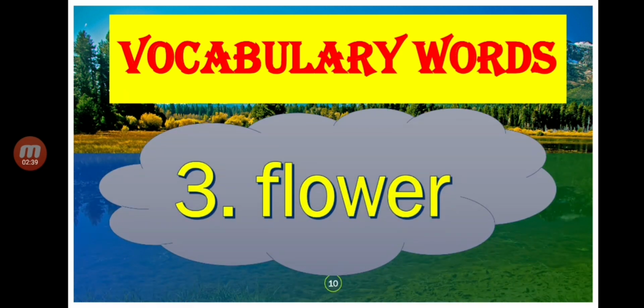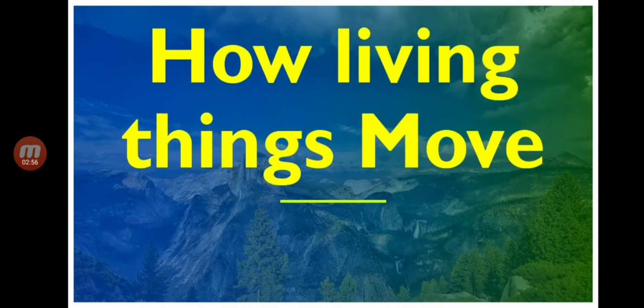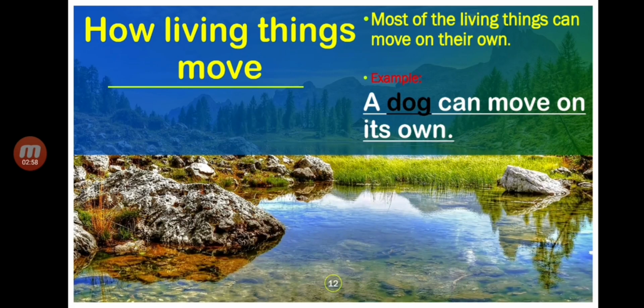Let's proceed to the third word. Number 3 is flower. One more time. Flower. Let us spell the word flower. F-L-O-W-E-R. Flower. Good job. Okay, let's start. How living things move. Living things, or most of the living things, can move on their own.